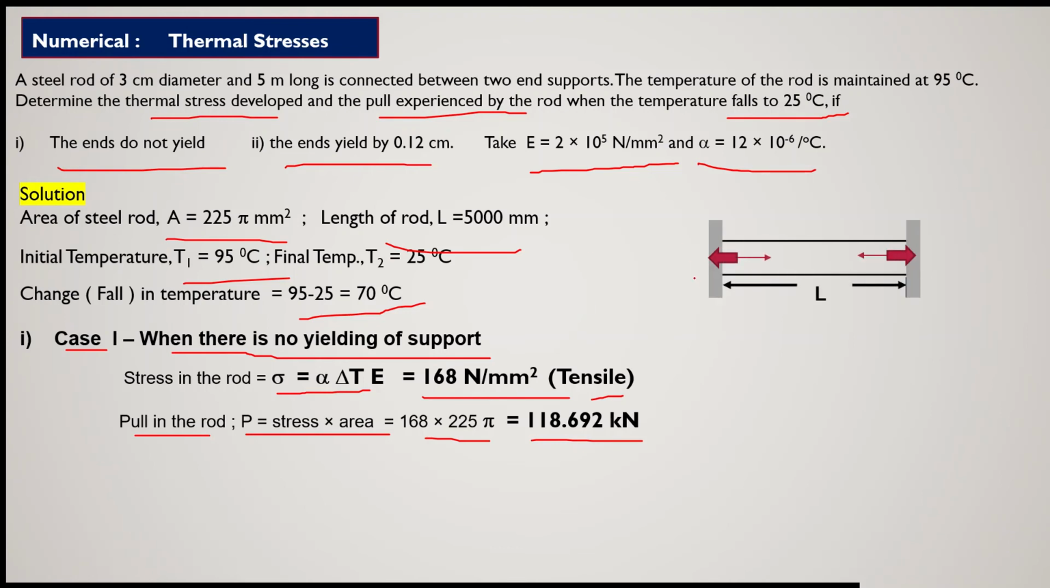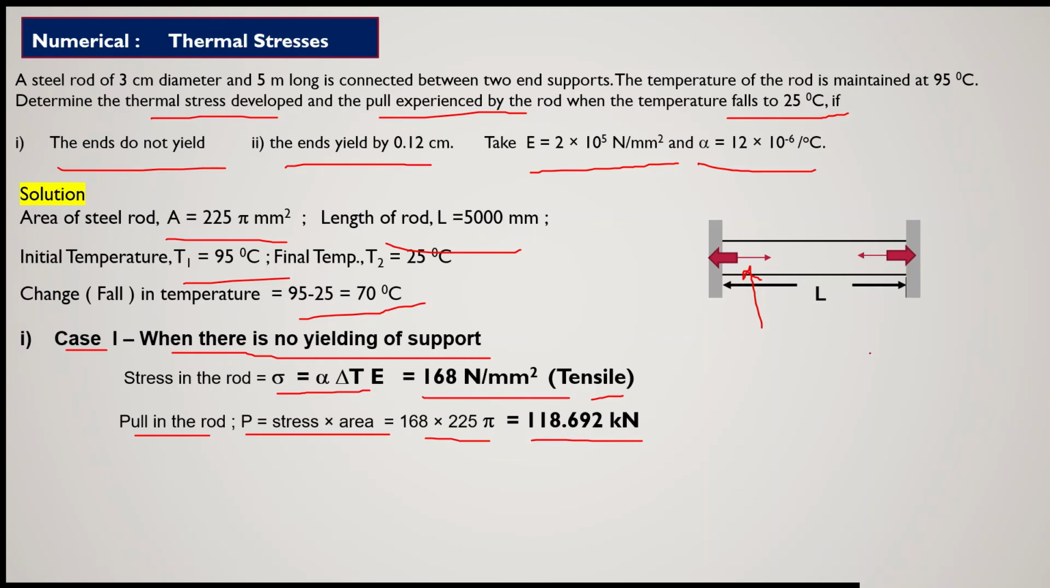So you can see here that L is the length of the member, both ends are fixed, and this thin red arrow shows the forces which are exerted by the support on the member. The member may be trying to contract or expand depending upon the temperature, and the dark arrow is showing the extension in the member.